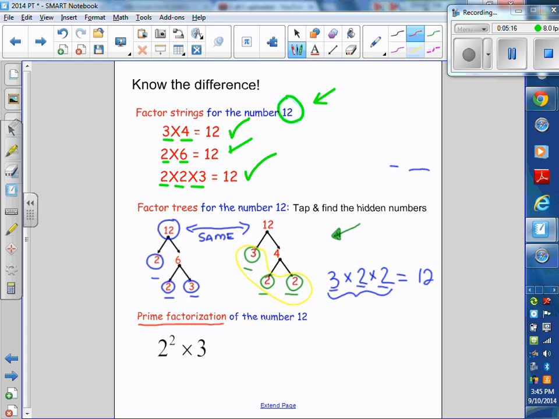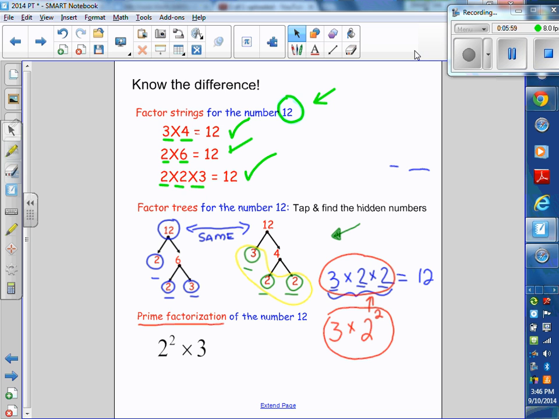Another way to write it is with exponents. We're going to work more on that in class. But for those of you that have seen exponents before, since there are two 2's right here, we say that's 2 to the second power. And then there's only one 3, so we just say 3. So that is the prime factorization using exponents. And this is the prime factorization without exponents.